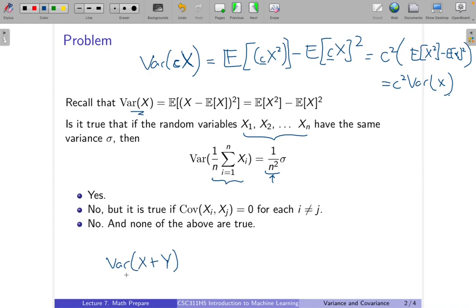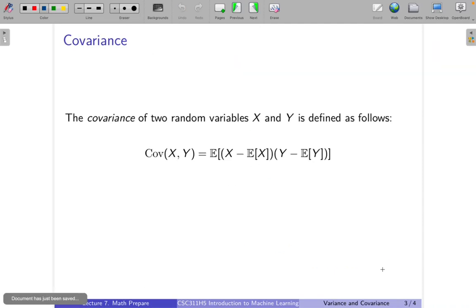So the question is, how can we break down the variance of x plus y, and is this equal to the variance of x plus the variance of y? And what other terms might we have here? So that brings us to another quantity that we need to discuss first, which is the covariance of two random variables. So the covariance of two random variables is defined as follows.